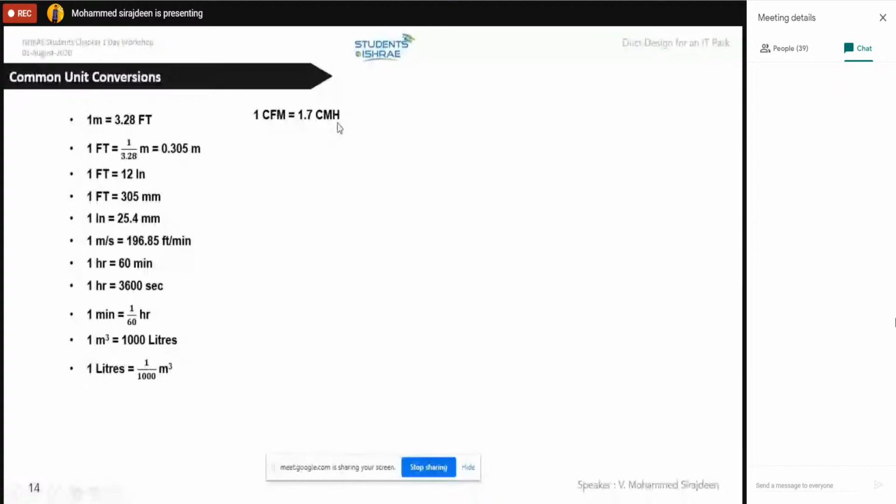How is it arrived at? Can anyone do the calculation in a minute? Is it possible? We have to convert the unit, cubic feet to cubic meter, then convert minute to hour. Based on that calculation, we will arrive at 1.7.